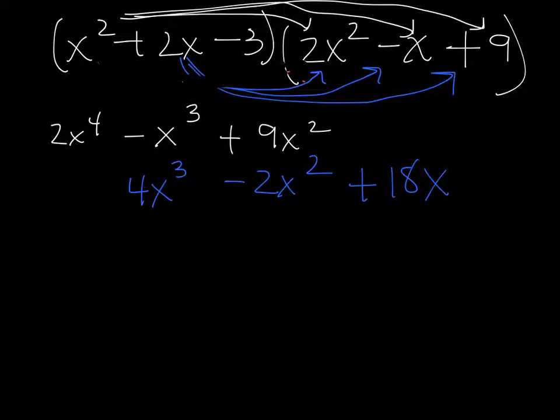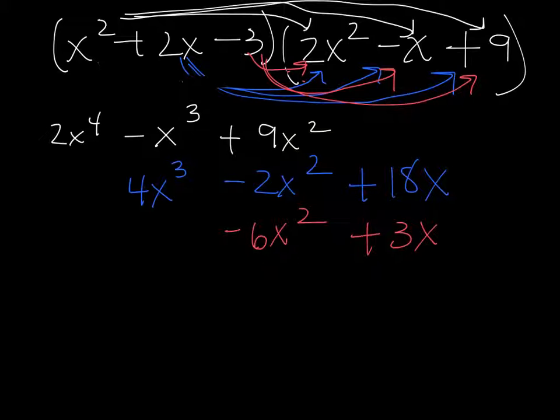We got to do the negative 3. Negative 3 times 2x squared is negative 6x squared. So that's going to go here. Negative 3 times negative x gives me positive 3x. Put that underneath the other x term. And negative 3 times positive 9, negative 27. Like I said, you just have to be very organized and make sure you don't forget anything.